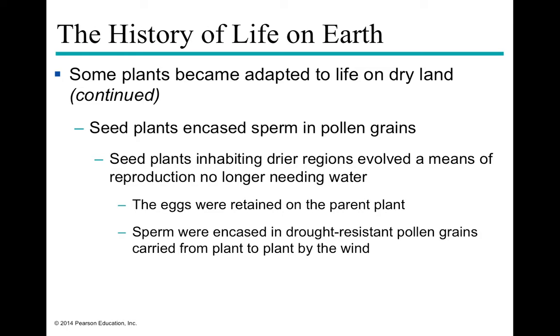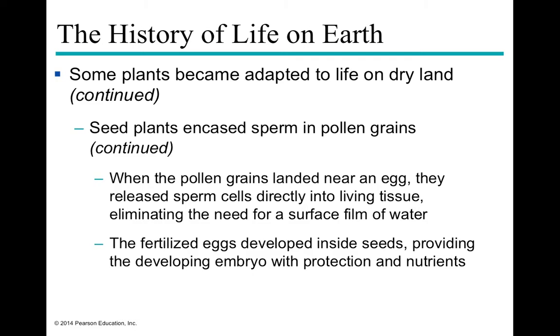And the sperm are going to be pollen grains that are going to be dispersed by wind from one plant to another to be able to fertilize an egg on a female plant, right? Or the female portion of the plant. So when the pollen grains land near the egg, they can release the sperm directly into living tissue. So there's no need for a film of water on the surface.